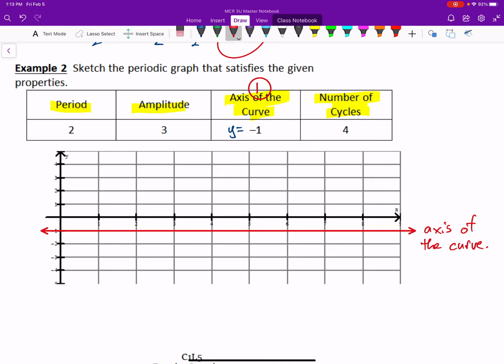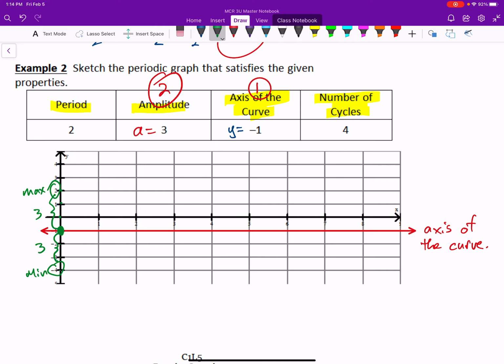The next thing I would look at would be the amplitude. The reason for that is because that tells me how far to go up and down from the axis of the curve. So since the amplitude equals 3, if I start at the axis of the curve, start here and count up 1, 2, 3, my maximum value is going to be 3 units above the axis of the curve. And the minimum is going to be 3 units below it, right? 1, 2, 3, there's my minimum, because again, the amplitude is the distance from the axis of the curve up and down.